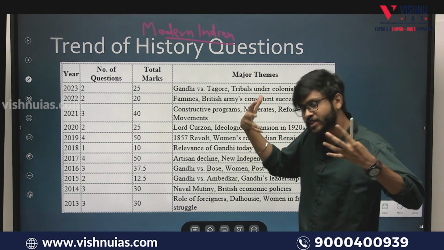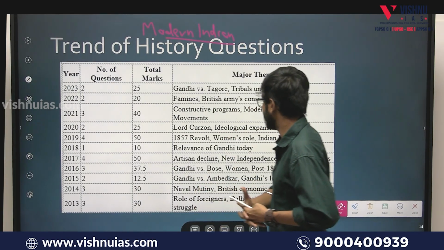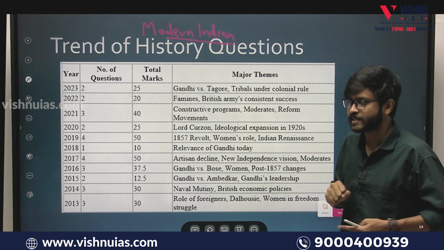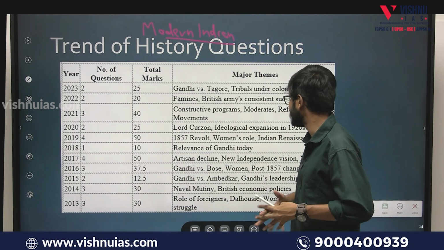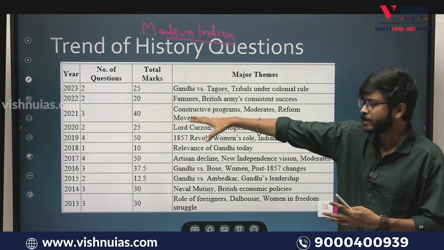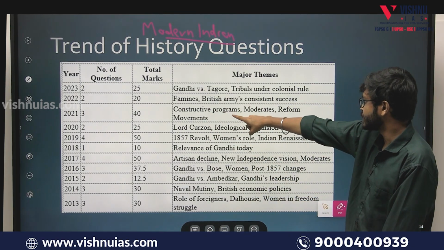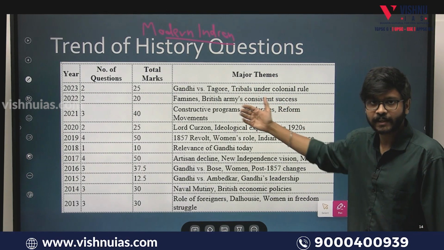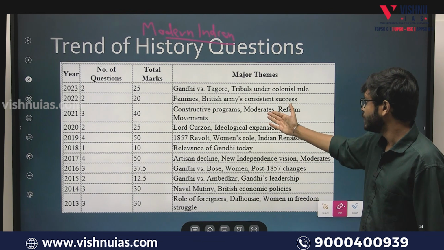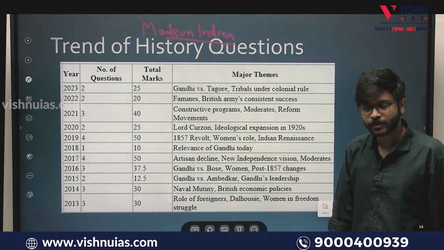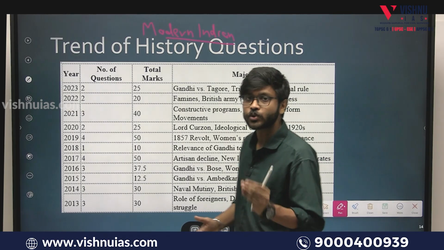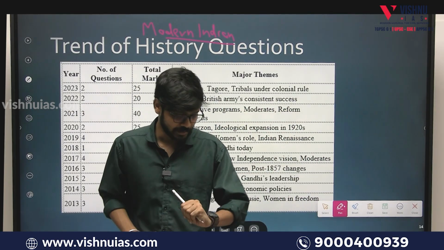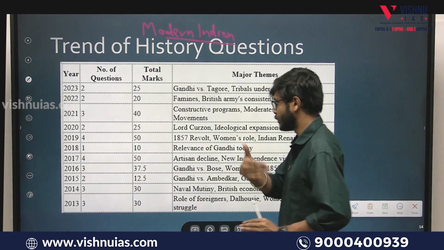So that way, the importance of leaders is coming in this area. Famines, the British Army, consistent success, constructive programs. In 2021, three questions were asked regarding Gandhian politics and Congress politics: international Congress politics, moderates, constructive programs, and another important area, the socio-cultural reform movement, like Raja Ram Mohan Roy. These questions will also be asked.